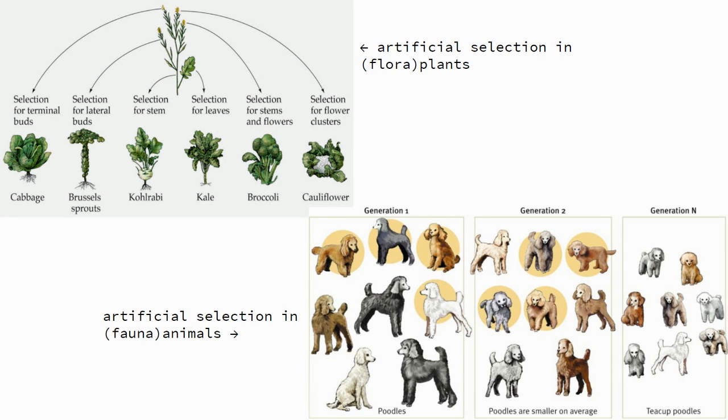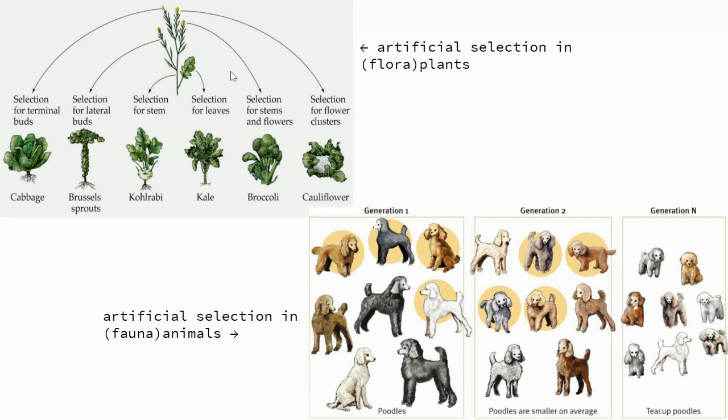So if we look at that, you can see that possibly from one original plant species that started being farmed, certain farmers specialized in having large buds, and that created cabbage. Certain farmers specialized in having lateral buds, which resulted in Brussels sprouts. Certain farmers specialized in having a stem that was larger, so they ended up with kohlrabi. Certain farmers select for larger leaves, they end up with kale. Certain farmers select for stems and flowers that look a certain way, and they end up with broccoli. And others look at flower clusters, they end up with cauliflower.